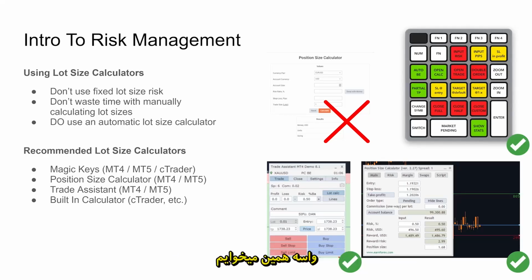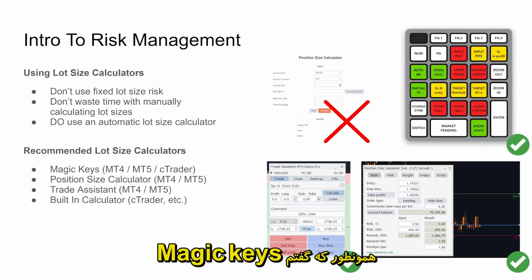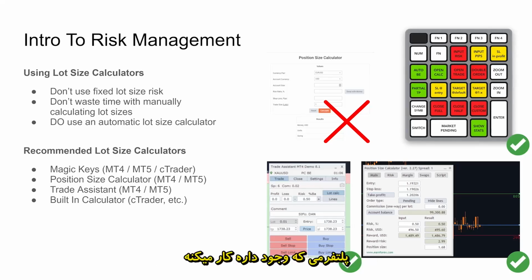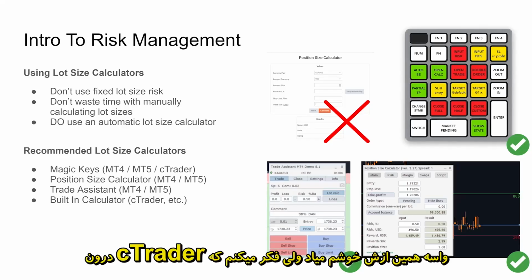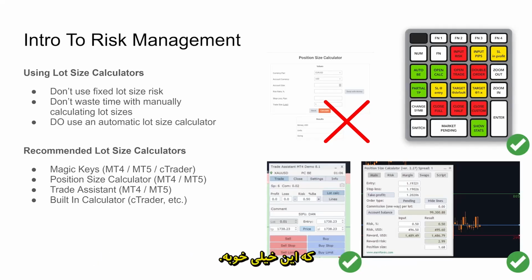So we want to reduce the execution time from the time that you see a setup that fits within your plan to you actually executing it. You should be able to enter it as you please without having to think about it or enter values into a calculator, have it spit out a certain lot size, and then fiddle around with your stop loss and stuff like that, right? So that's one way to think about it. In terms of compatibility with different platforms, like I said, Magic Keys works with every platform that's out there, so I really like it. But the thing is, I think cTrader actually has its own built-in calculator too, so that's pretty good.